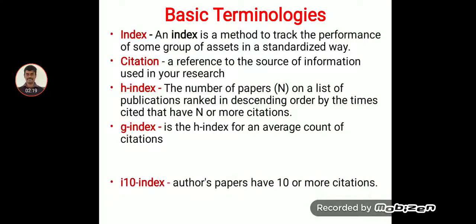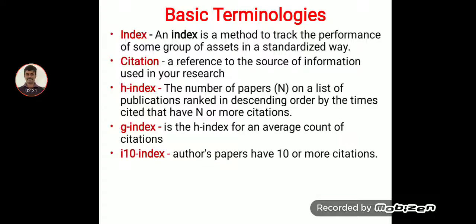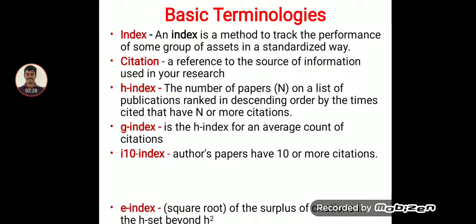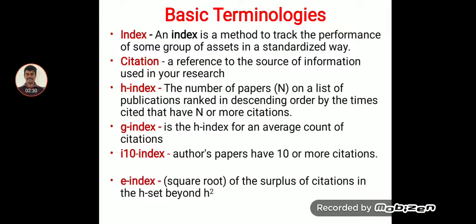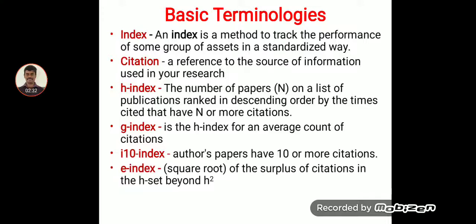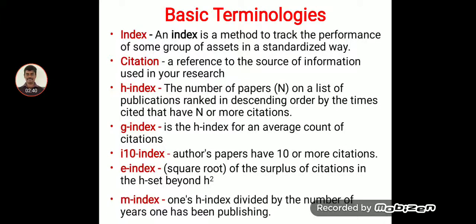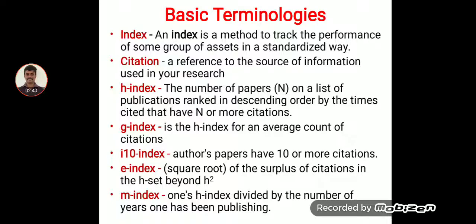i10 index. When an author has 10 or more than 10 citations, it is calculated as the i10 index. E index. It is the square root of the surplus of citations in the H set beyond H squared. Coming on to the M index. One's H index divided by the number of years one has been publishing.